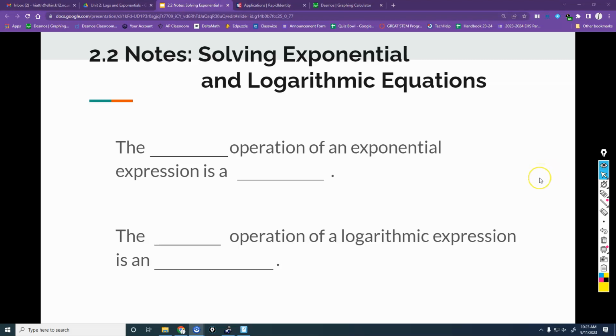All right, so this is just a reminder about what we talked about on Friday. The inverse operation of an exponential expression is a logarithm. The inverse operation of a logarithmic expression is an exponential.